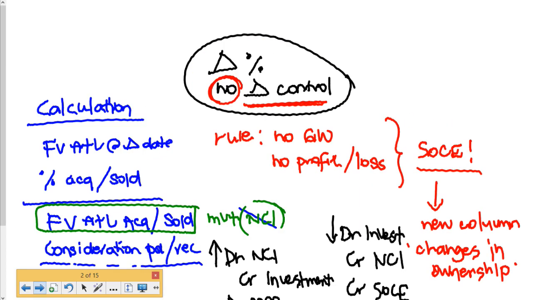The bits that we have to do are fairly straightforward, right? No change in control goes into the statement of changes in equity, and all we need to do is work out a calculation of the fair value of assets and liabilities at that date, what percentage we bought or sold, and what we paid or received. The difference goes to the statement of changes in equity. The change in fair value goes to NCI, and it will either make NCI bigger or smaller. When your investment is carried at fair value, everything goes back to cost first, and then you fix.